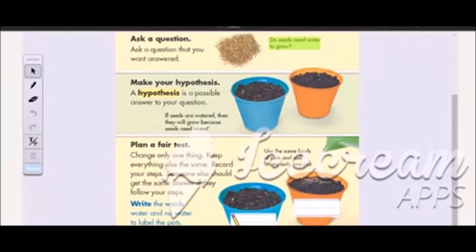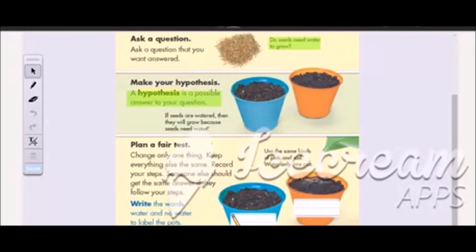Number 2, you will make your hypothesis. A hypothesis is a possible answer for your question. Tell if the seeds will need water or not. Of course, they need water to grow.